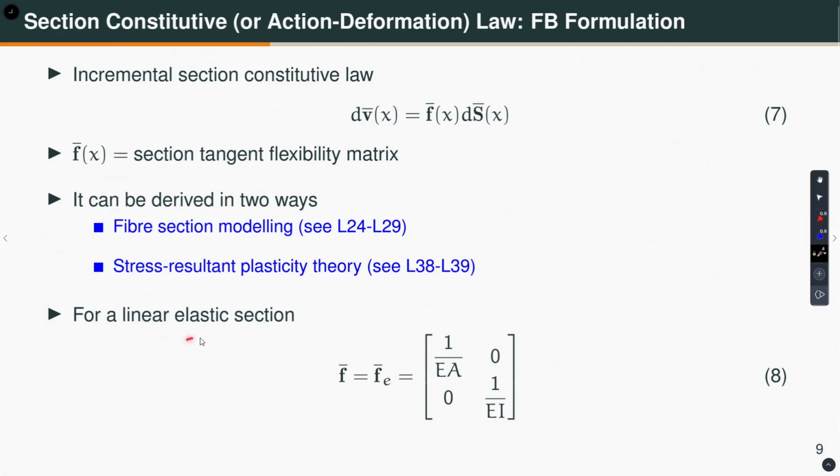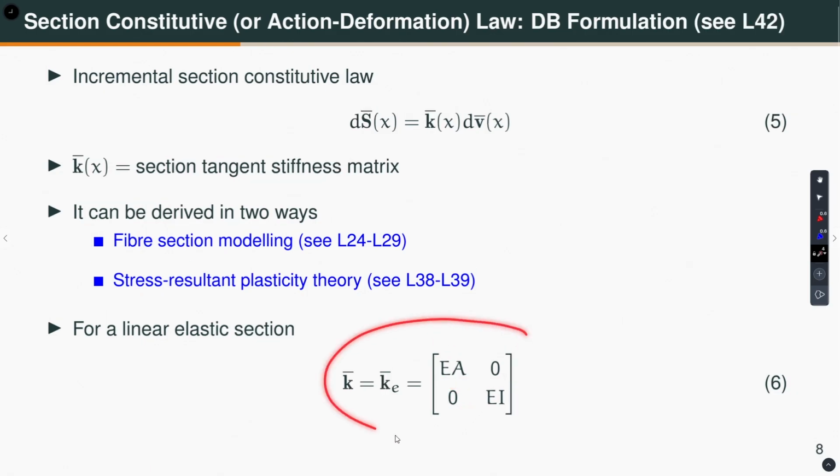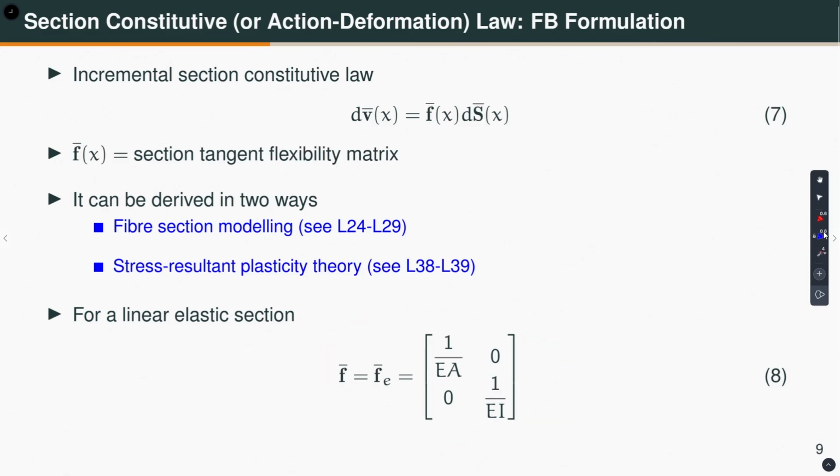And again, for a linear elastic system, the flexibility matrix is going to be 1 by EA, 0, 0 and 1 by EI, just the inverse of this matrix. Okay. So, that means I can write this as nothing but K bar inverse. Okay. So, now we have used equilibrium and we have used the section constitutive law or action deformation.